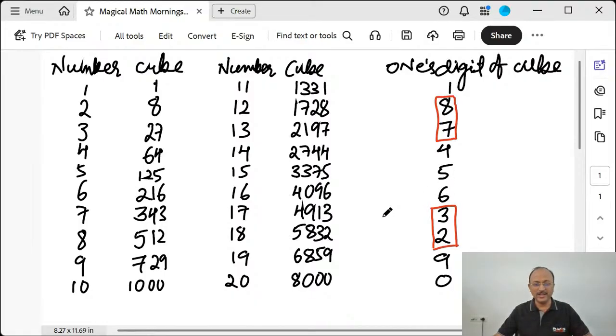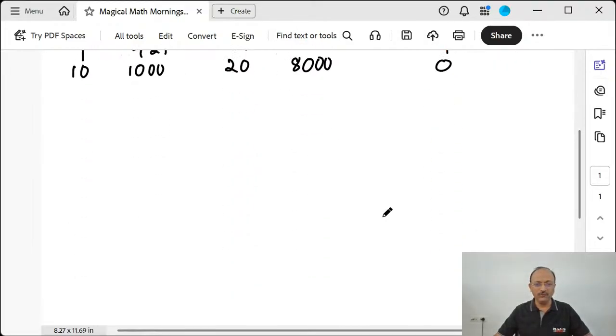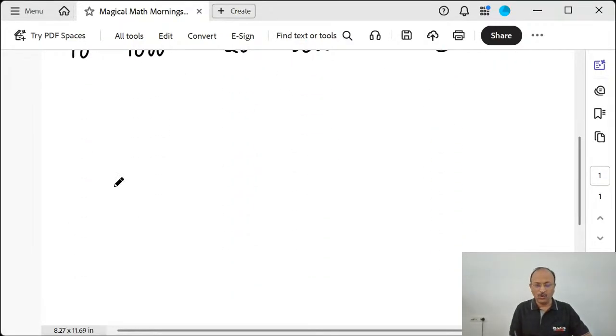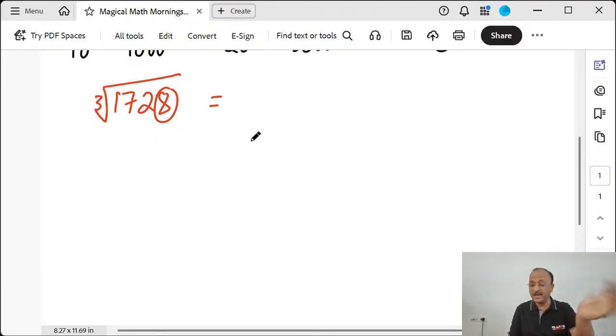Okay, let's say we want to find out the cube root of one simple number, 1728. How do you find out? First, you see what is the units digit. Units digit is 8. So, what should it end with? 8's complement is what? 2. If you don't remember that, just remember 8 cube is 512. So 8 is ending with 2. Units digit I will take 2.